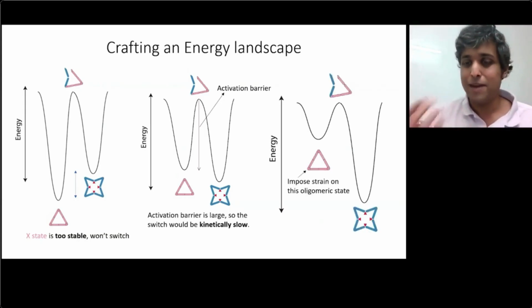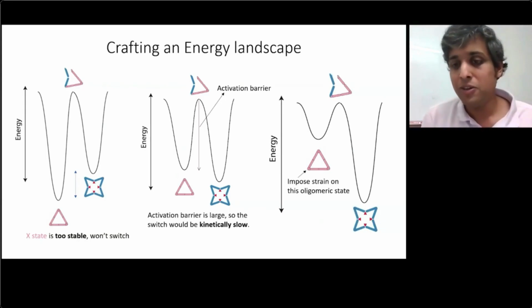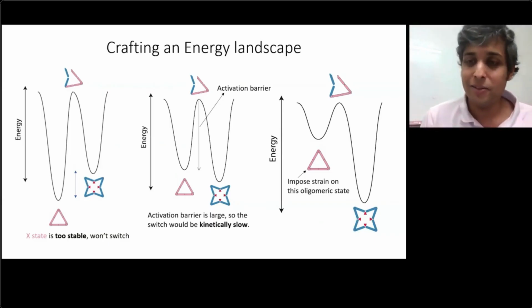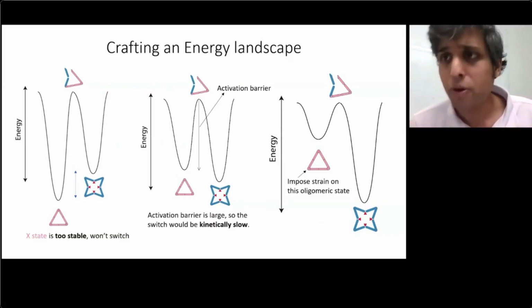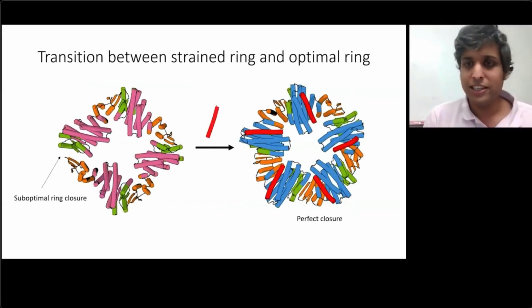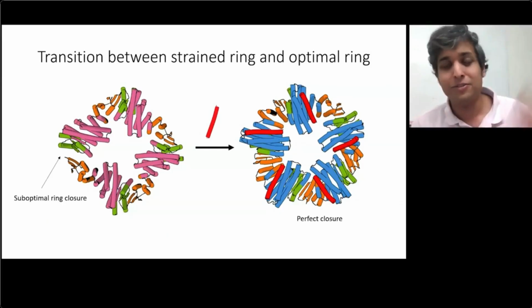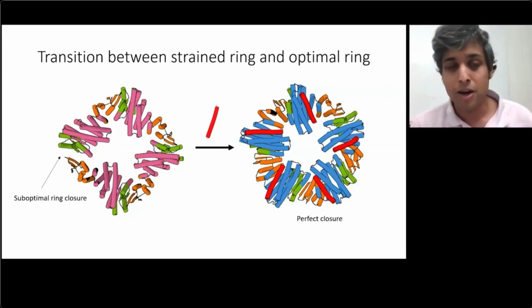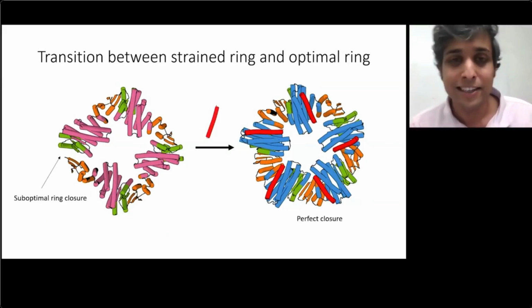So we have to find a way to make that energetic barrier low and also make the ground state not overly stable. And this is the result of a bunch of empirical optimization over many rounds of design and testing.